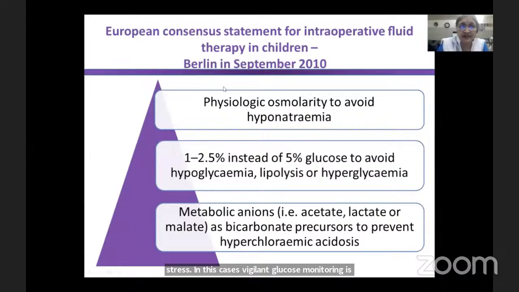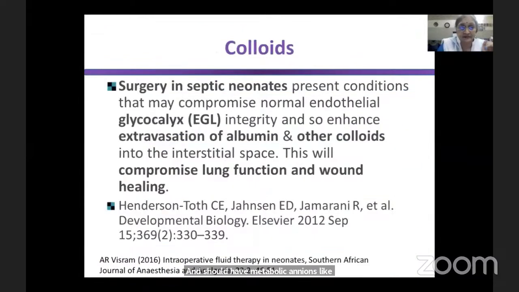Now, a European consensus statement came out in Berlin in September 2010, which says that the solution should have a physiological osmolarity to avoid hyponatremia. It should have 1 to 2.5% instead of 5% glucose to avoid hypoglycemia, lipolysis, and hyperglycemia, and should have metabolic anions like acetate, lactate, or malate as a bicarbonate precursor to prevent hyperchloremic acidosis.